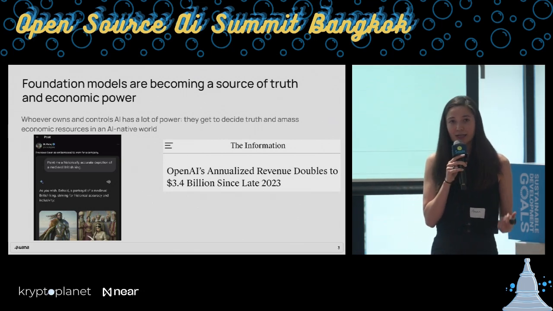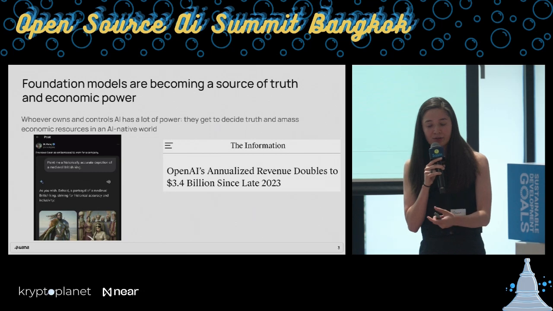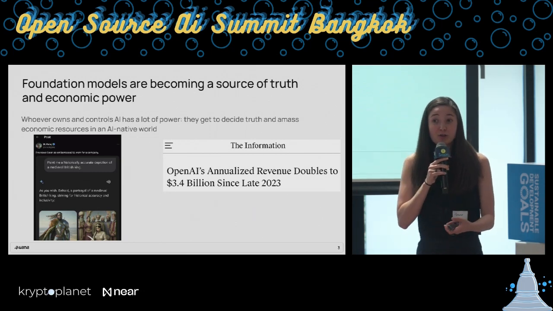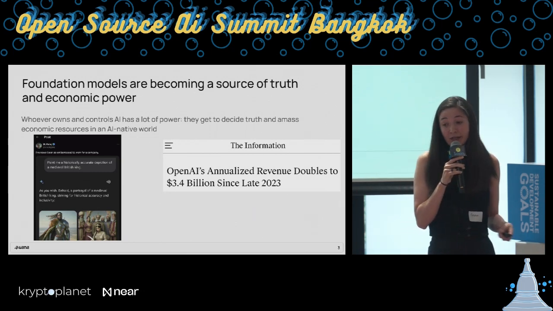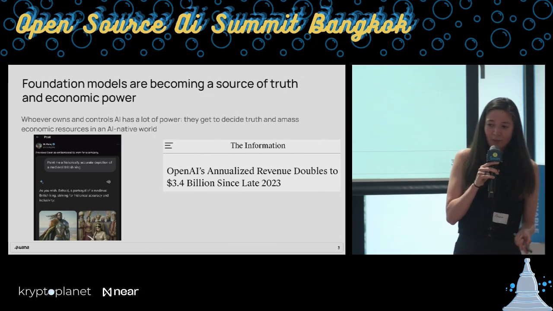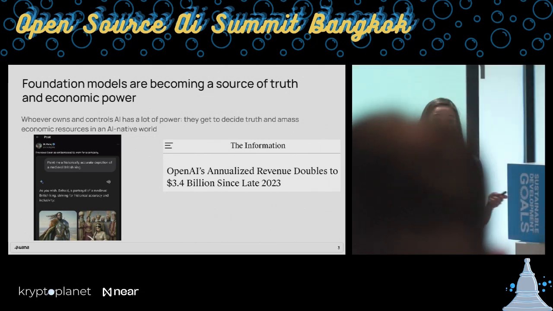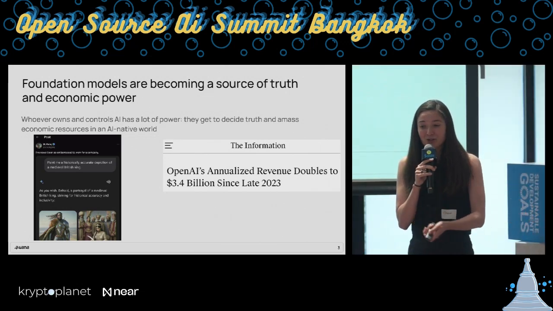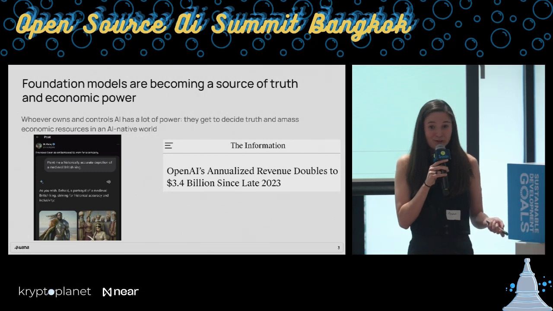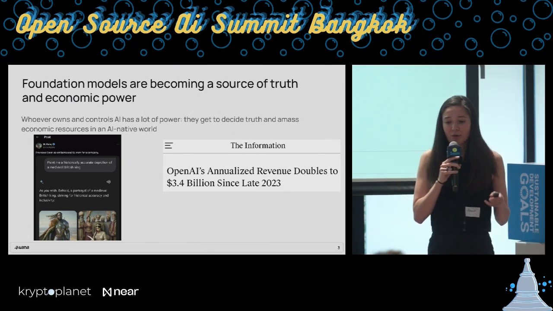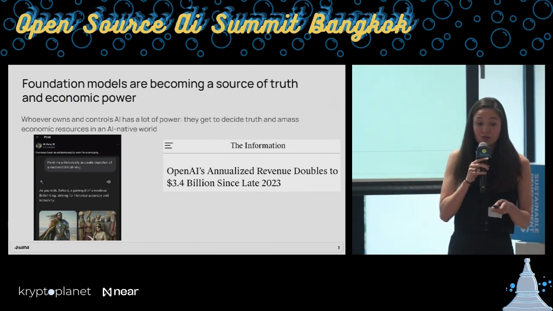And so whoever's deciding the data that goes into these AI models is basically deciding the truth for society in an AI native world. AI models are also a huge source of economic power, right? OpenAI is doing $3.4 billion in revenue. And so they're becoming more and more this central source of economic power.